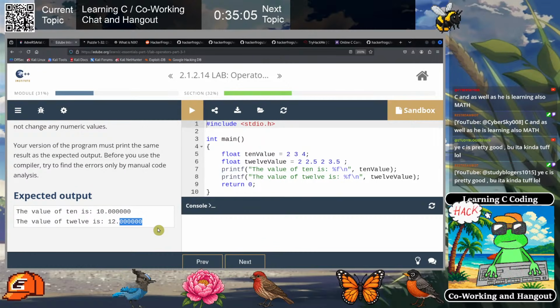Blogger says C is pretty good, but it's kind of tough. It's kind of tough. I mean, we're also learning math because apparently I'm not very good at math. No, I never claimed to be good at math.